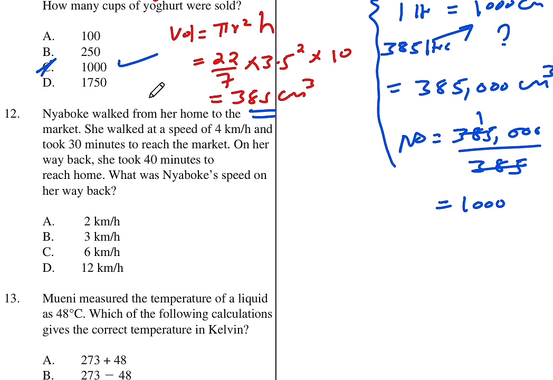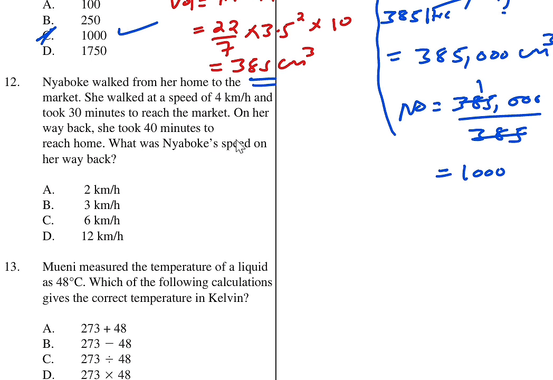Number 12, we continue. Nyaboke walked from her home to the market. She walked at a speed of 4 kilometers per hour and took 30 minutes to reach the market. On her way back, she took 40 minutes to reach home. What was Nyaboke's speed on her way back?